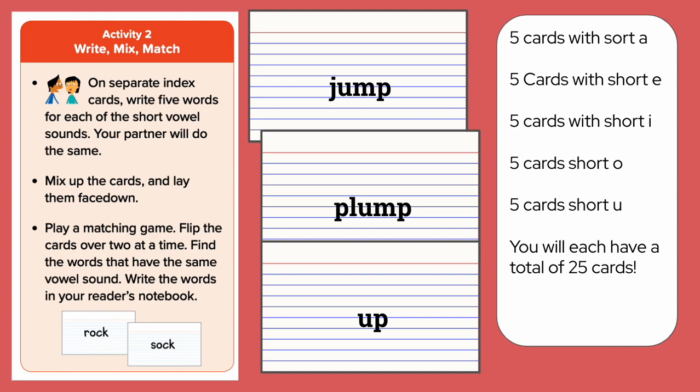So you're just gonna record the ones that match. I did make an example for a couple short U words. So I have jump, plump, and up. I would need 2 more cards with short U sound before I could play. So remember, 25 cards, 5 cards for each of those short sounds. You need to make the cards before you can play. So each partner has to be done making their 25 cards before you can play the game.